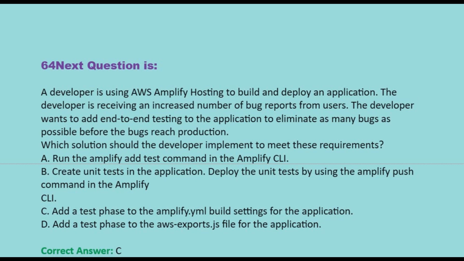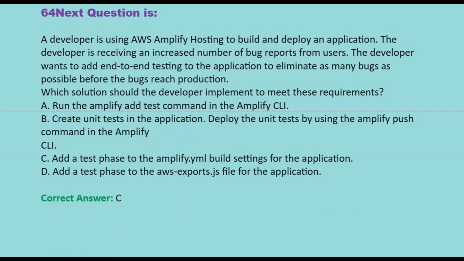Option A. Run the amplify add test command in the Amplify CLI. Option B. Create unit tests in the application. Deploy the unit tests by using the amplify push command in the Amplify CLI. Option C. Add a test phase to the amplify.yml build settings for the application. Option D. Add a test phase to the aws-exports.js file for the application. Correct answer is option C.